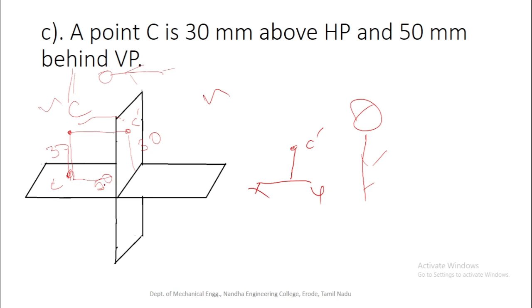The distance between XY and the top view of the point C is 50 mm. So the top view will move the same 50 mm above the reference axis. So this is c. The distance between XY and the top view of the point C is 50 mm, and the distance between the front view of the object and XY is 30 mm. So this is the projection of the point C.